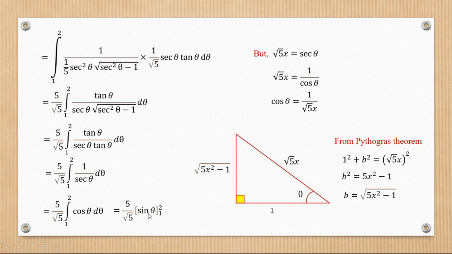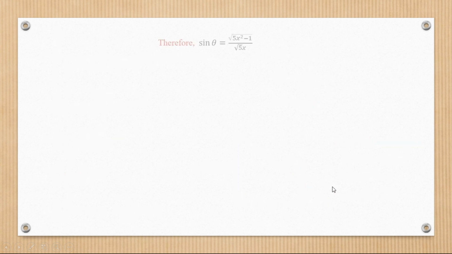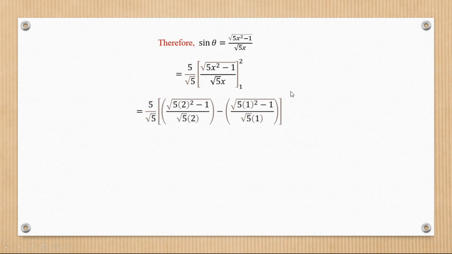Now we can know what sine theta represents. Remember that sine theta simply means opposite over hypotenuse. So that means that sine theta shall be equal to root of 5x squared minus 1 over root of 5 times x. So this is what sine theta represents. So we're going to substitute that back in, and this is what we have. So now that we have it this way, we can plug in the limits.